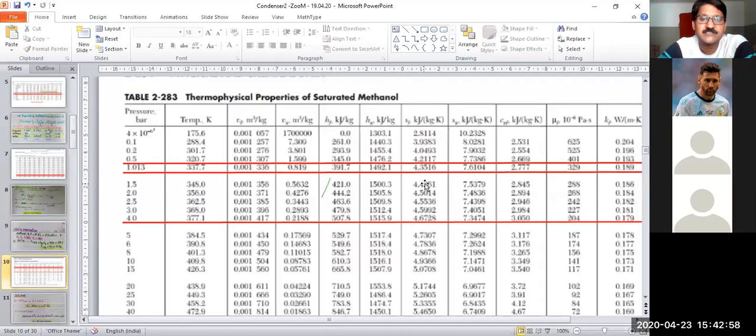Yes, sir. Can you see? This is the table where we are referring. So write down the table 283. This is how you can refer.